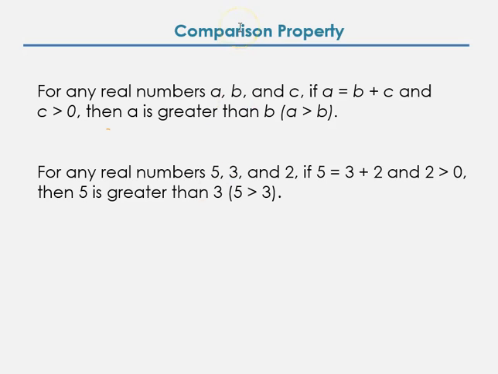The comparison property comes from that trichotomy property. For any real numbers a, b, and c, if a equals b plus c and c is greater than 0, then a is greater than b. To demonstrate that, for the numbers 5, 3, and 2, if 5 equals 3 plus 2 and 2 is greater than 0, then 5 will be greater than 3. You'll find that this is intuitive. This is something you already understand.